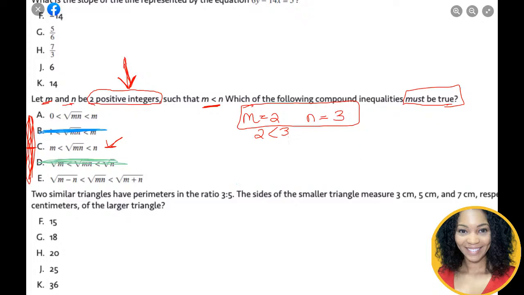Okay, so for A, we have 0 is less than square root of 6, which is less than 2. We know this is wrong because this is 2.4 and it's bigger than 2. Okay, last one we are trying is E.